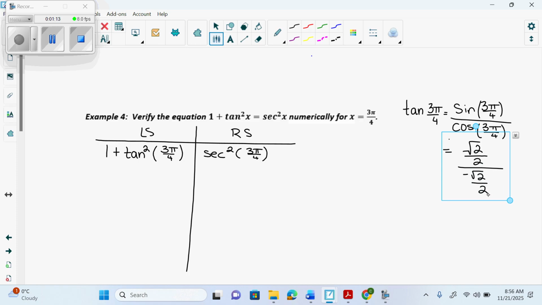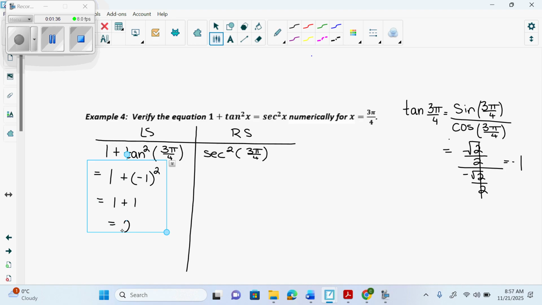Remember, the 45 for pi over 4 rectangle screw angles for cotan and tan are awesome because they're 1s or negative 1s. Yeah? So these all cancel off and I'm left with negative 1. So I'm going to get equals 1 plus negative 1 squared, which is technically 1 plus 1, which is 2.